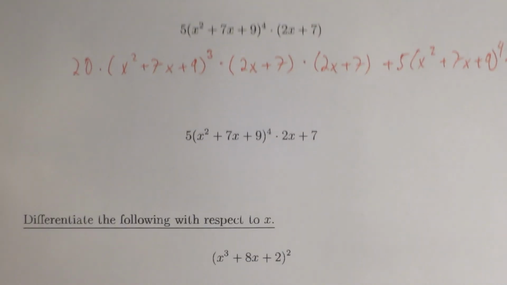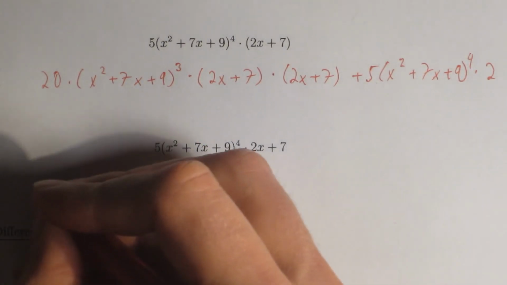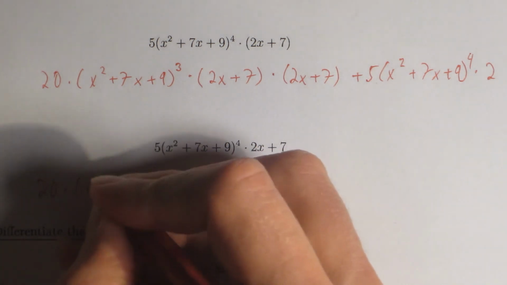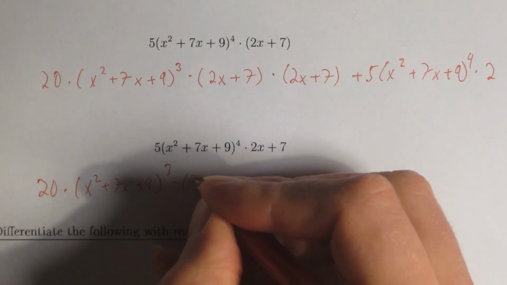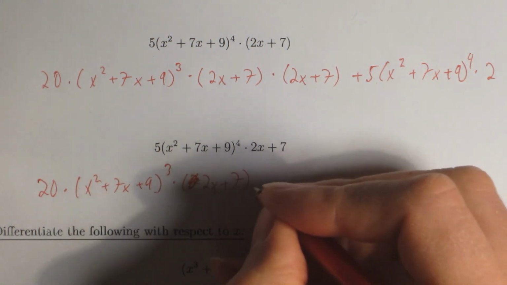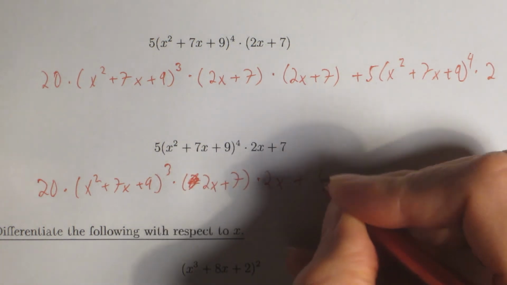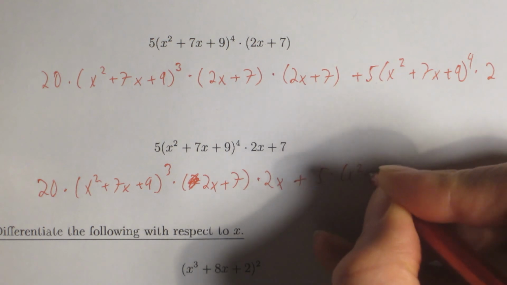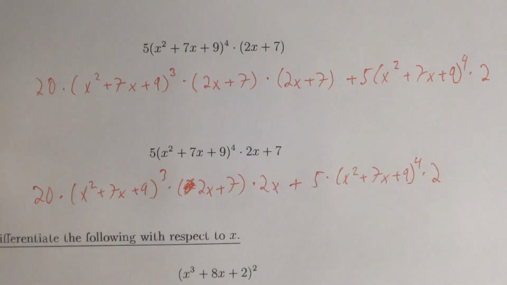Anyway, here we have a product, so we use the product rule. So we get 20 times x squared plus 7x plus 9 to the power of 3 times the inner derivative times the second function plus the first function as it stands times the second function's derivative. And the 7, a constant on its own, becomes 0.